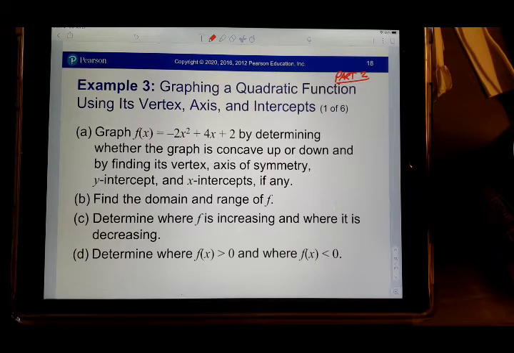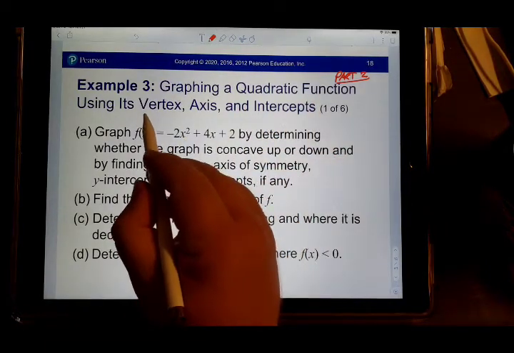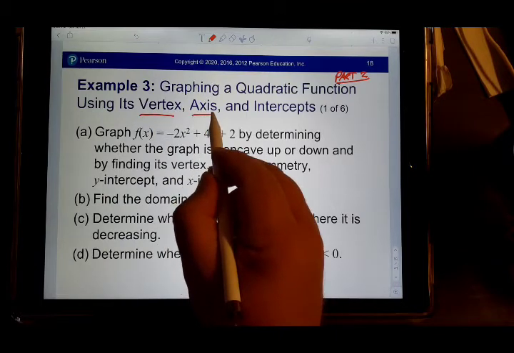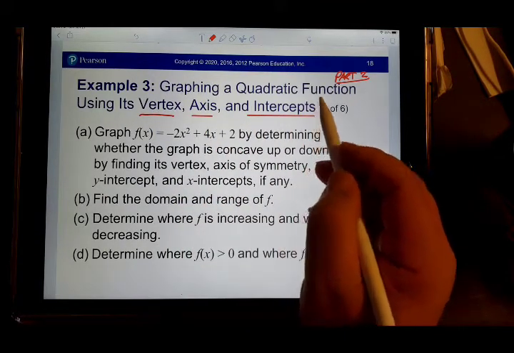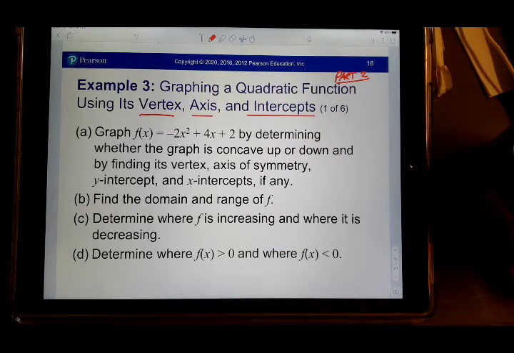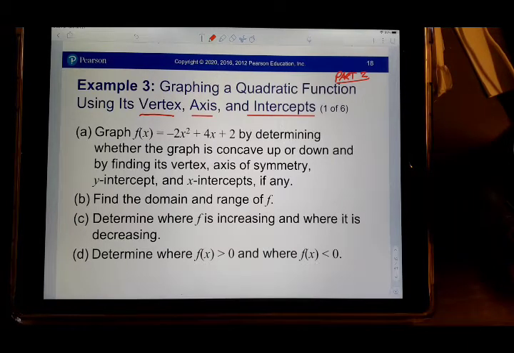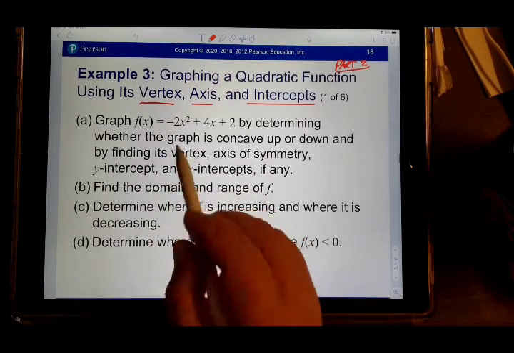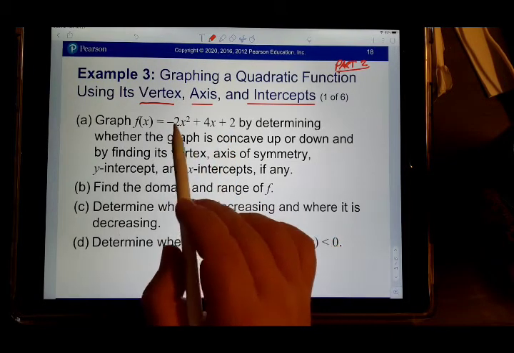We want to answer questions about a graph, or an equation, using its vertex, its axis of symmetry, and its intercepts. In other words, if you're given that information, can you graph it, and, just as importantly, find the equation? All right, so we're given this equation, and what can we answer?